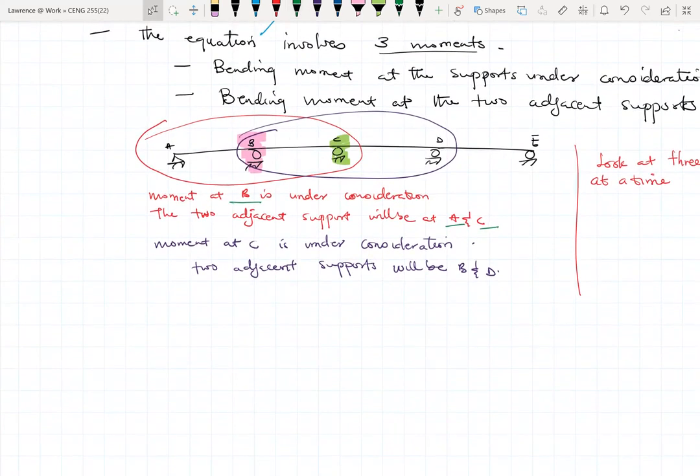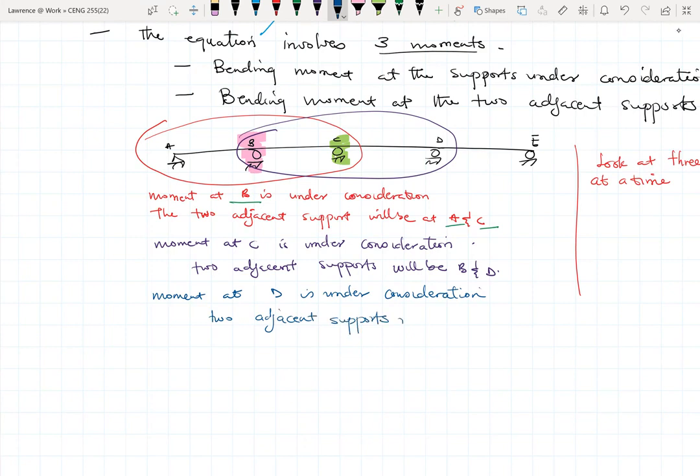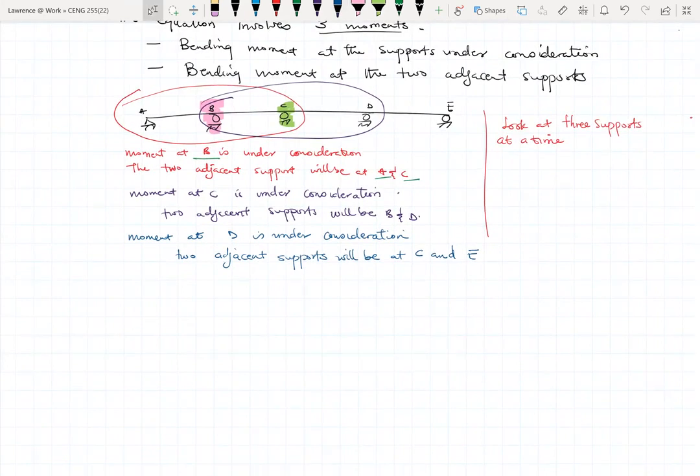Okay. Then we can also consider the moment at, let's say, D. If the moment at D is under consideration, then it means that our two adjacent supports would be at C and E. Okay, so that is the idea for the three moments equation method.